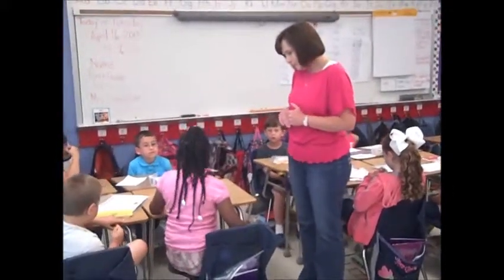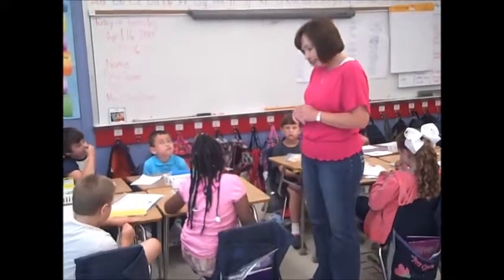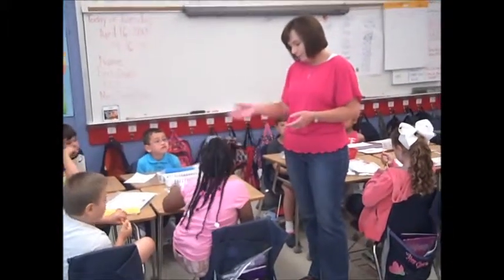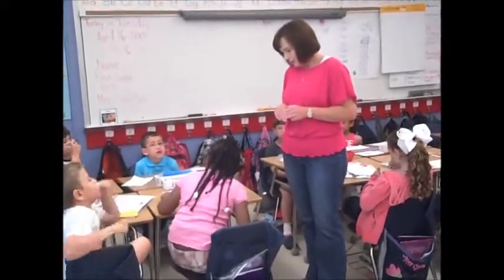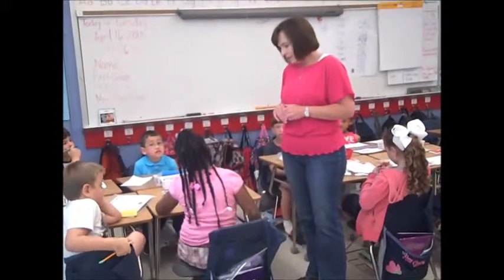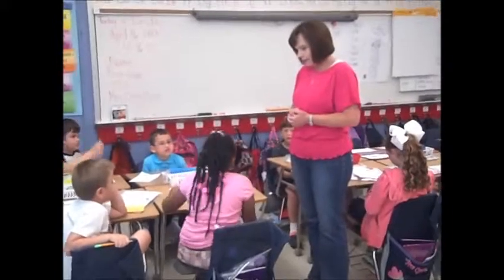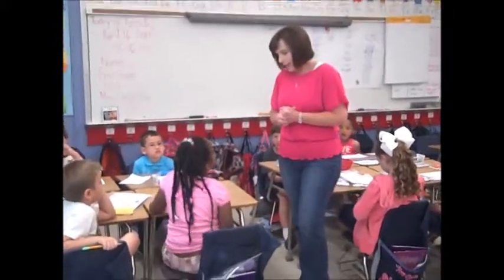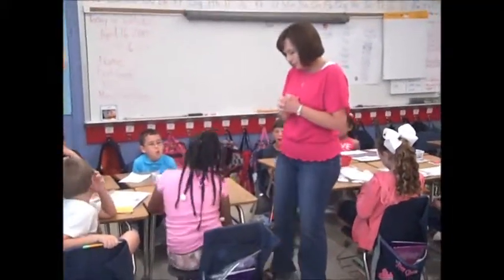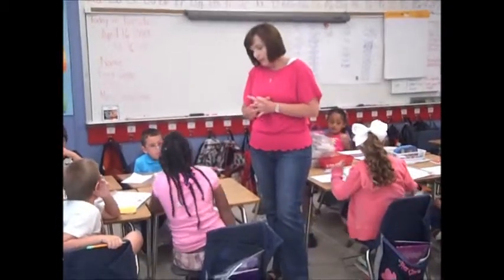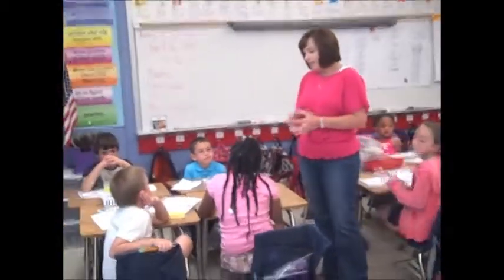Madison, what strategy did you use? I subtracted from my 100 chart. You subtracted, so what number did you have to begin with on your 100 chart? I would do 17. And you had to count down or count up? Down. Count down. How many did you count down? I counted down 8, and you ended up with? 9. Okay. So 17 minus 8 equals 9.